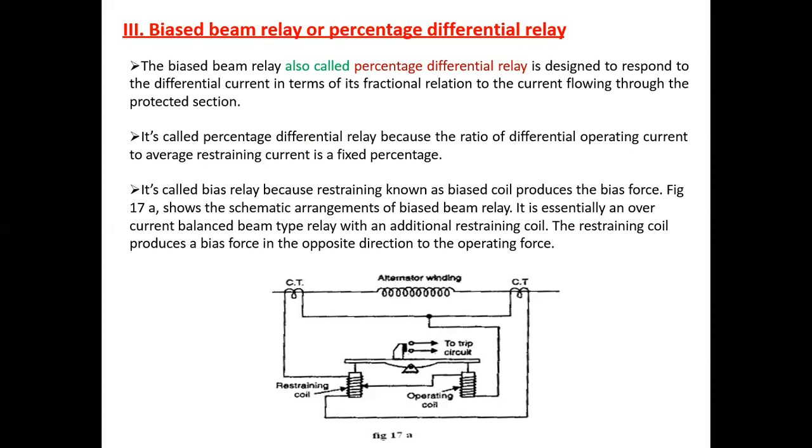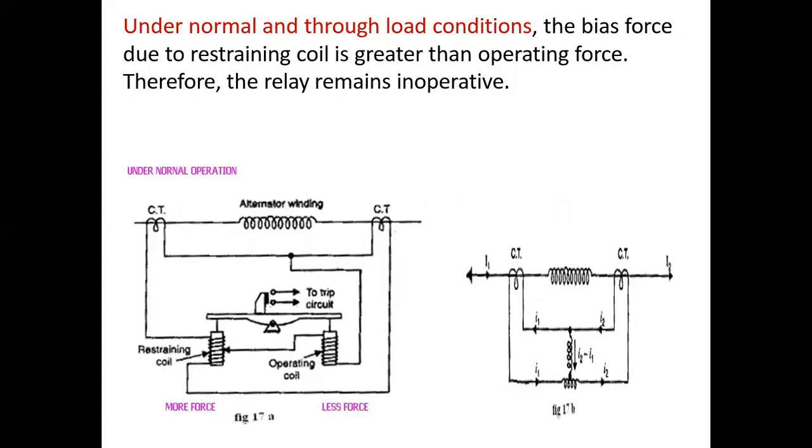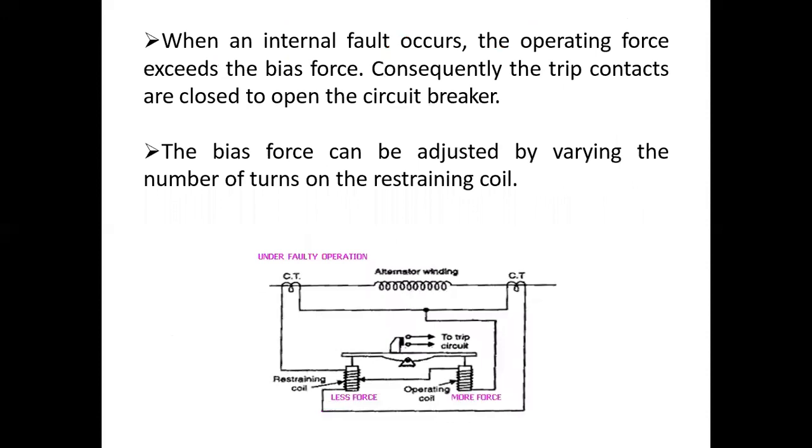The figure shows the schematic arrangement of the bias beam relay. It is essentially an overcurrent balance beam type relay with an additional restraining coil. The restraining coil produces a bias force in the opposite direction to the operating force. Under normal through load condition, the bias force due to the restraining coil is greater than the operating force. Therefore, the relay remains inoperative, as shown in the figure. When an internal fault occurs, the operating force exceeds the bias force. Consequently, the trip contacts are closed to open the circuit breaker. The bias force can be adjusted by varying the number of turns on the restraining coil.